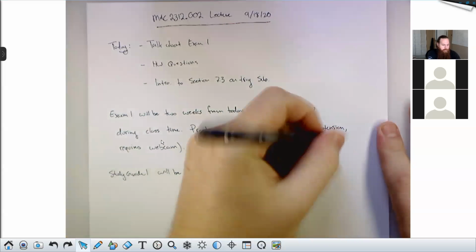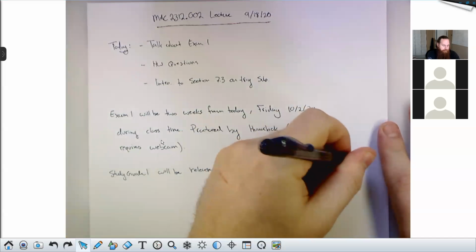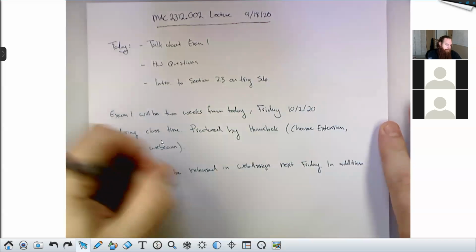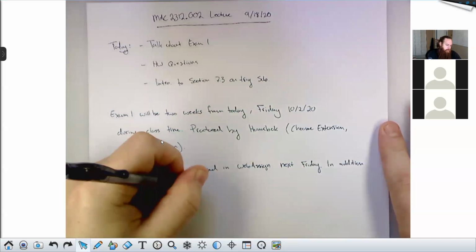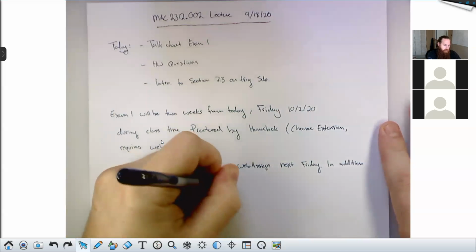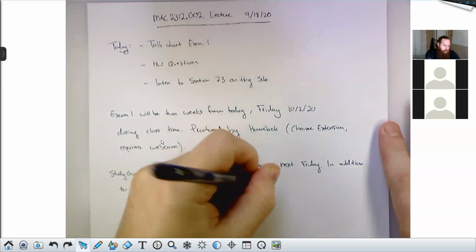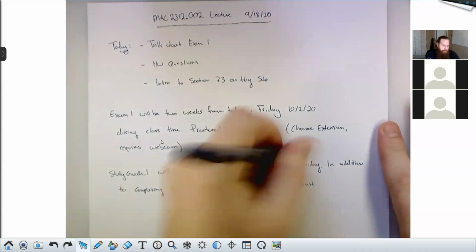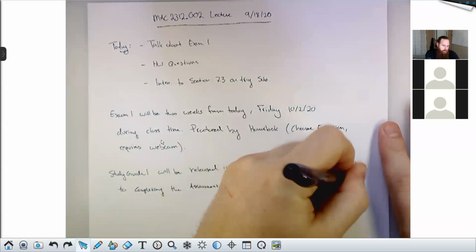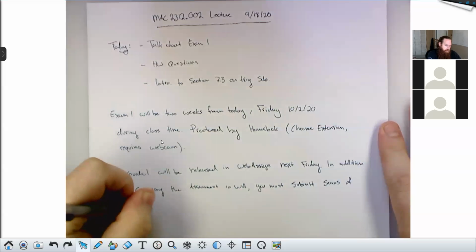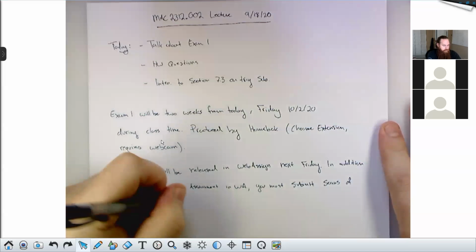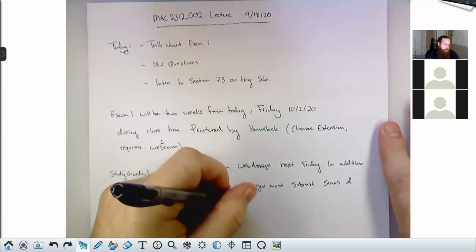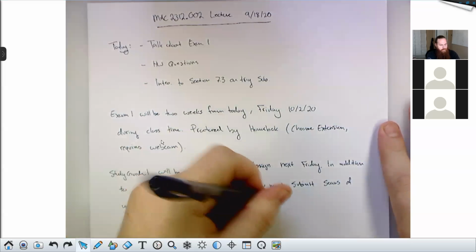So study guide 1 will be released from WebAssign next Friday. In addition to completing the assignment in WebAssign, you must submit scans of your solutions to the study guide problems in Canvas.